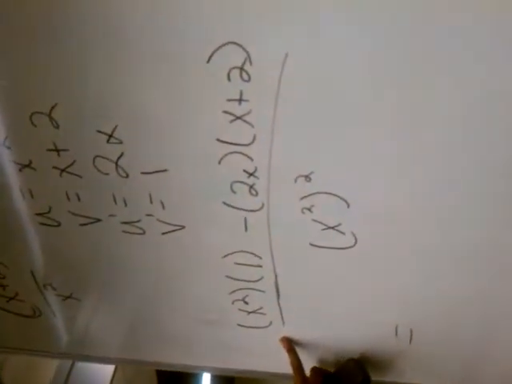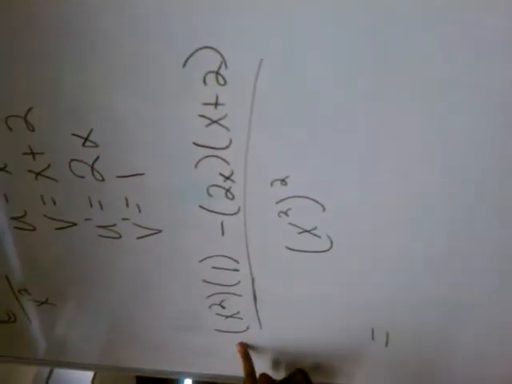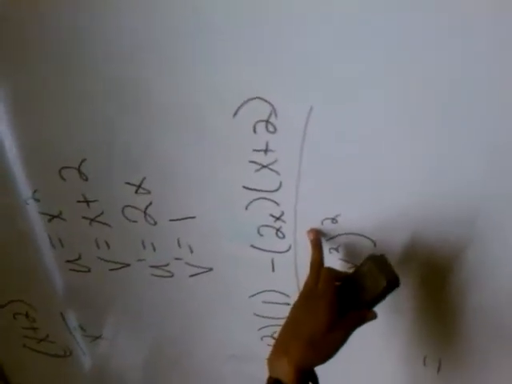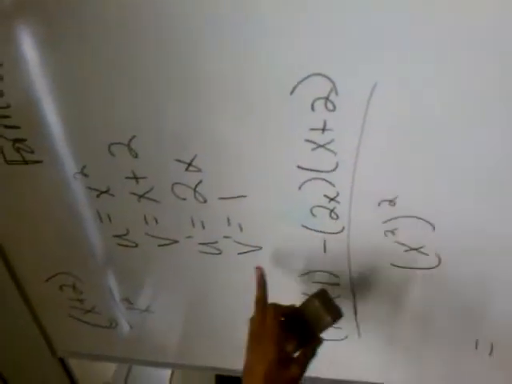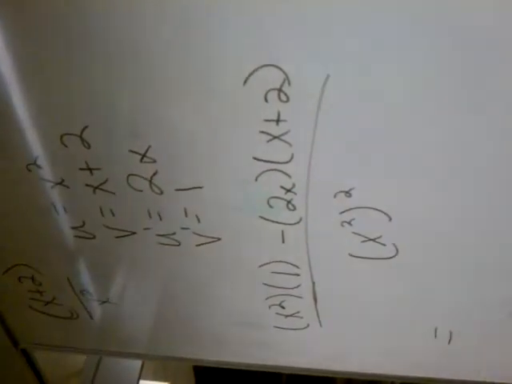So when we substitute it inside of the formula, we're going to get u, which is x squared, times the derivative of z, which is 1. We're going to get minus the derivative of u, which is 2x, times z, which is x plus 2, and all of this is going to be over the denominator squared, in this case z squared. And so basically now all we need to do is simplify it.